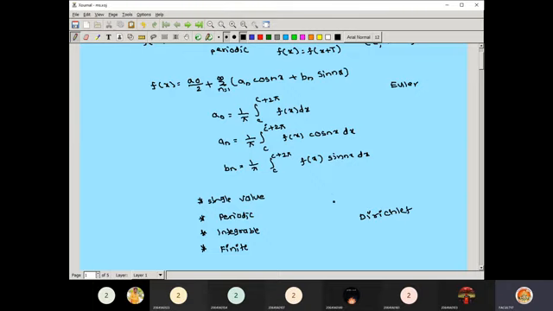Those 4 conditions were given by a famous mathematician Dirichlet. So Fourier series is the combined work of Fourier, Euler and Dirichlet. Combining the work of these 3 mathematicians, they invented one particular series. We are calling it Fourier series.